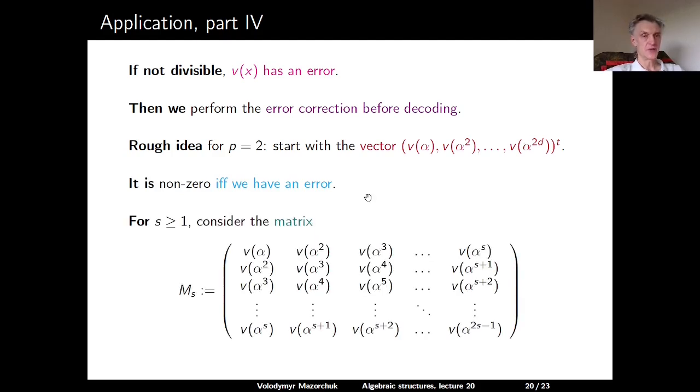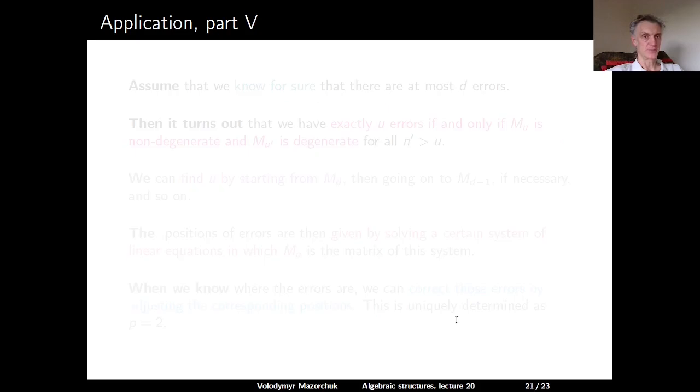Starting from this vector, for each s greater than or equal to 1, we consider the following matrix, M_s. The first row of the matrix is v of alpha, v of alpha squared, all the way up to v of alpha to the power s. The second row is v of alpha squared, v of alpha cubed, all the way up to v of alpha to the power s plus 1, and so on. The last row is v of alpha to the power s, v of alpha to the power s plus 1, and all the way up to v of alpha to the power 2s minus 1.